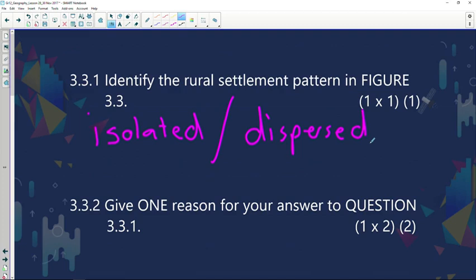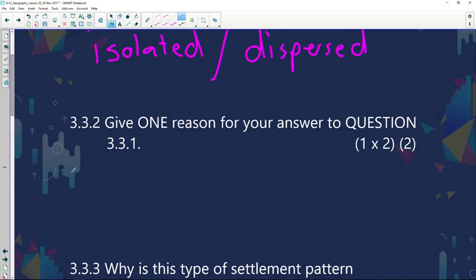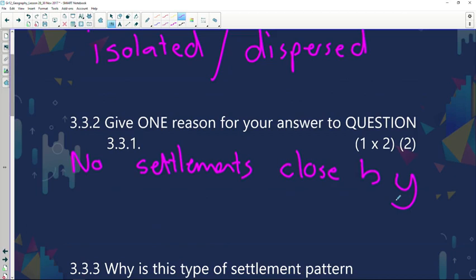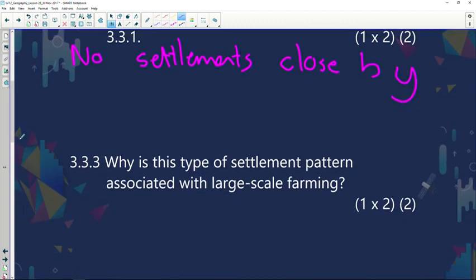Now give a reason. Why did I mention that? Why did I say it's isolated? Because I don't see any other settlements close by. I don't see any other settlements close to that rural settlement at number 8, and that's the reason why I said there are no settlements close by. Okay, and you can see it's quite far from its neighboring settlements.